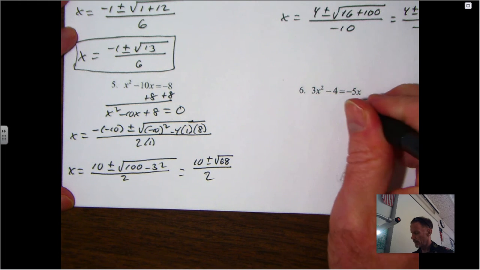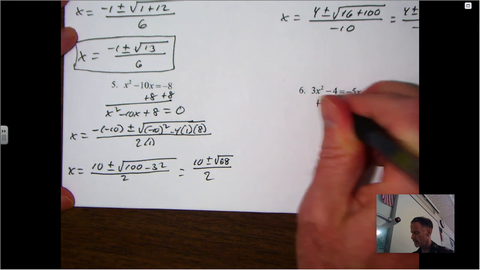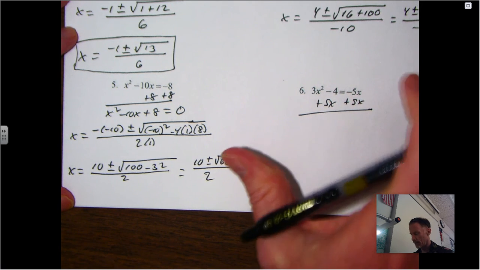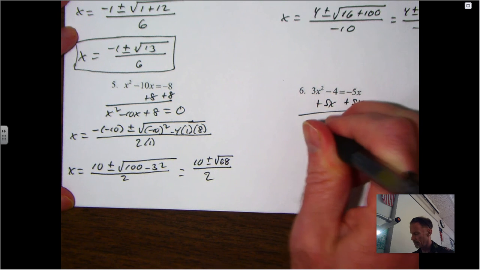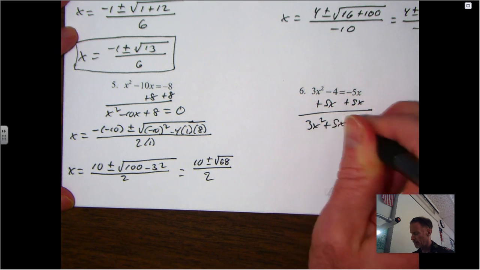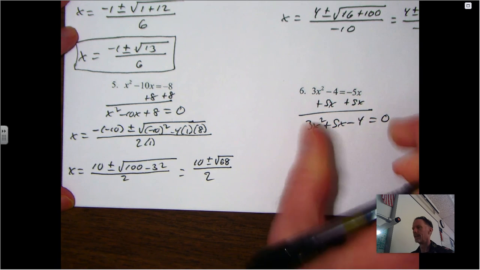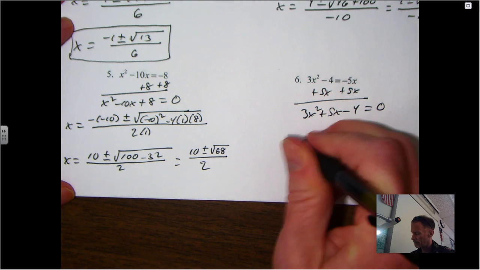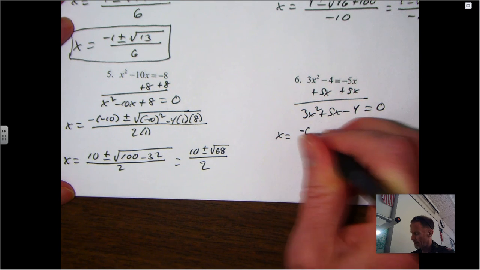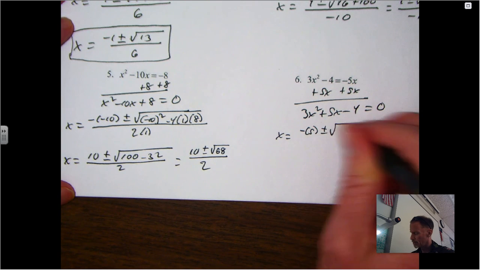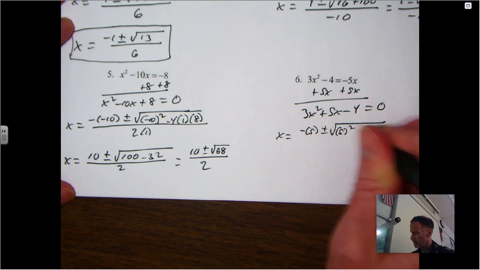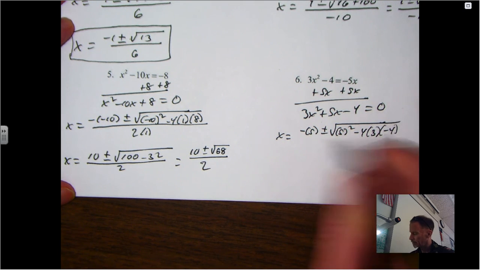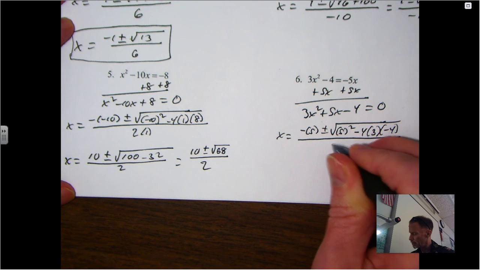So the first thing we got to do here is add 5x. And again, make sure and write it in order, just so you don't get your letters mixed up here. So it'd be 3x squared plus 5x minus 4 equals 0. And then those are my a, b, and c: a is 3, b is 5, c is negative 4. So x equals negative 5 plus or minus the square root of 5 squared minus 4 times 3 times negative 4, all divided by 2 times 3.